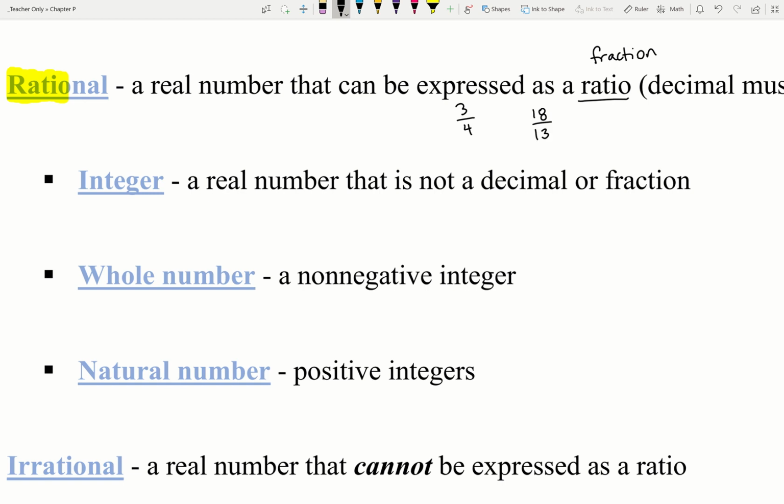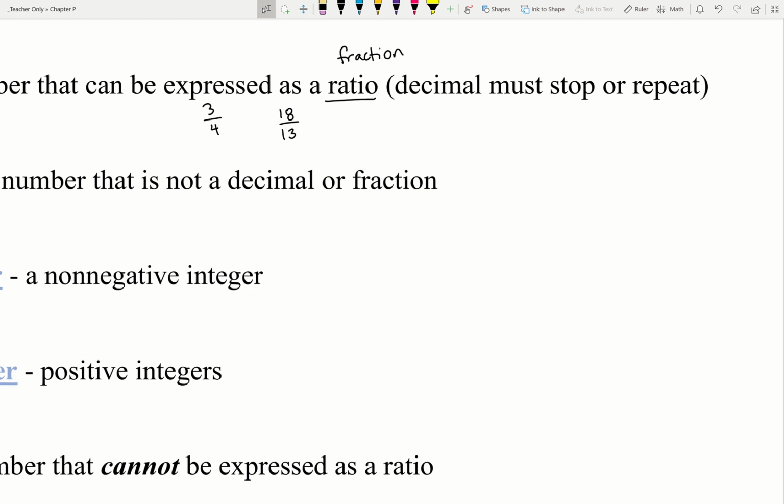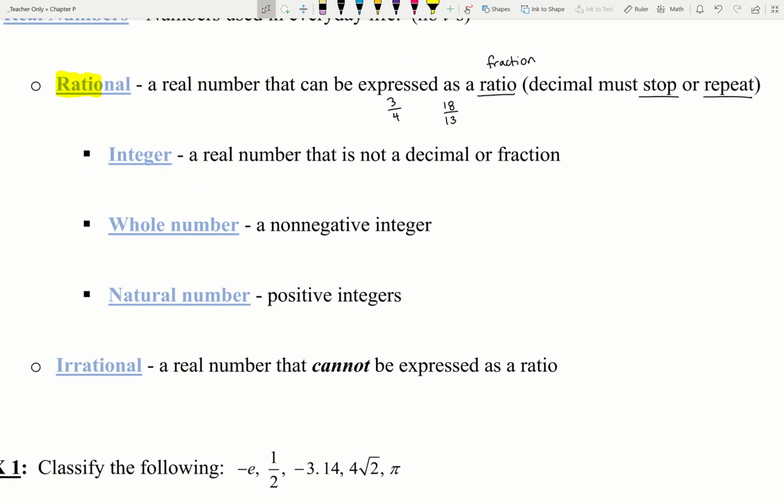But you also have others, right? You have decimals that can also be considered to be rational numbers because they can be expressed as fractions. So basically any decimal that either stops or repeats, you can write that as a fraction, so therefore it is a rational number. So we're going to have to be on the lookout for that whenever we do that, okay?